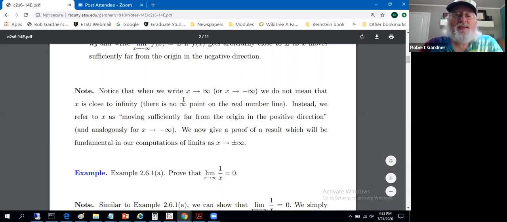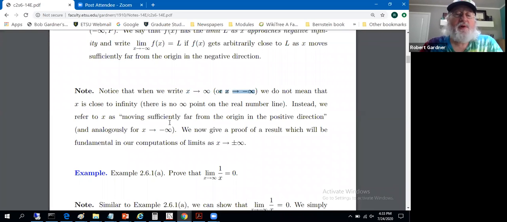Again, we'll write these arrows. x approaches infinity or x approaches negative infinity. We don't mean x gets close to infinity. There's no infinity on the real line. We've described it in terms of moving sufficiently far from the origin in the positive or the negative direction in those two informal ideas. It's read x approaches infinity or x approaches negative infinity, but there is no approaching infinity. There's no infinity there. What the infinity idea means in this setting is rigorously what we said upstairs.